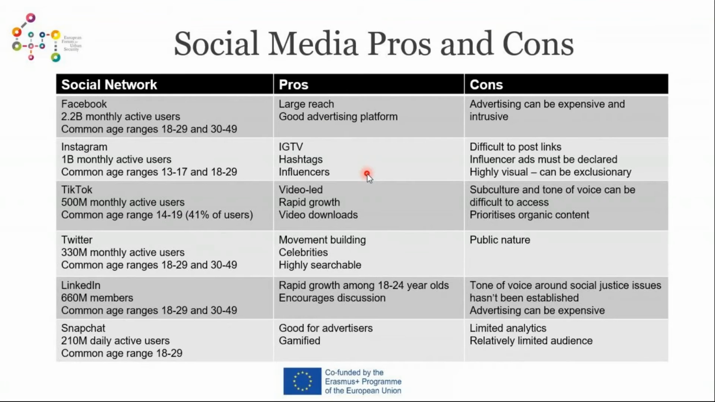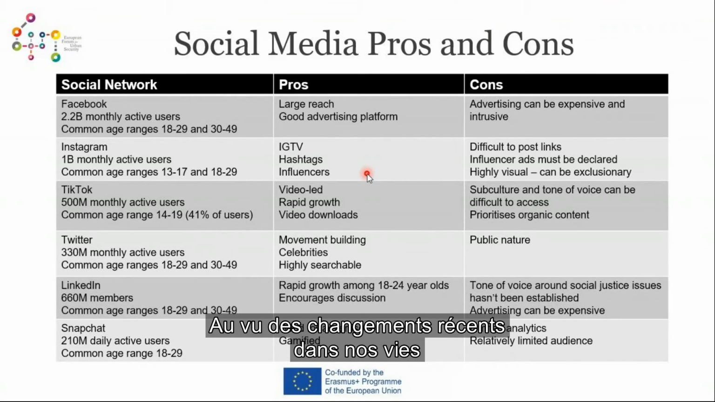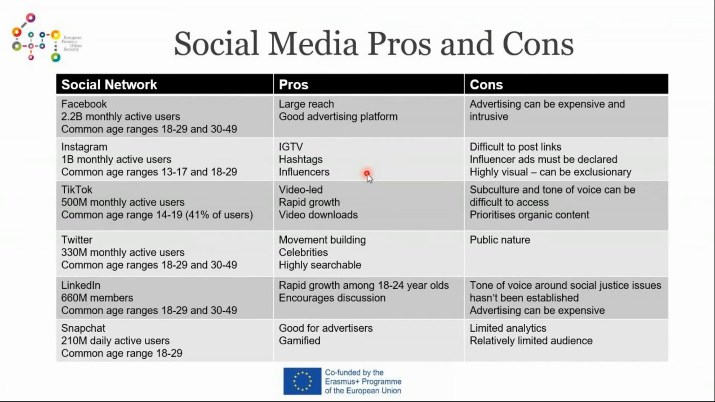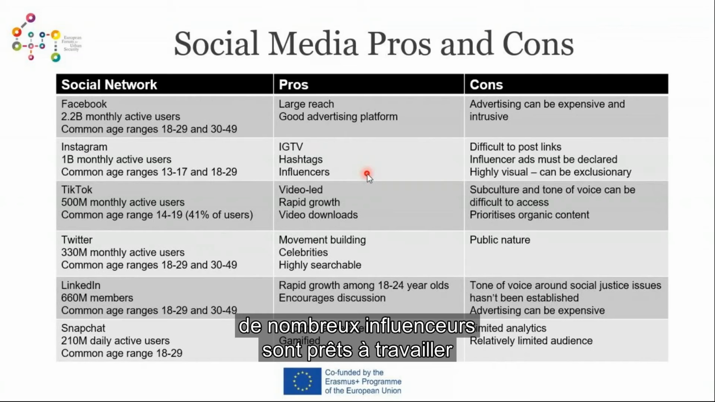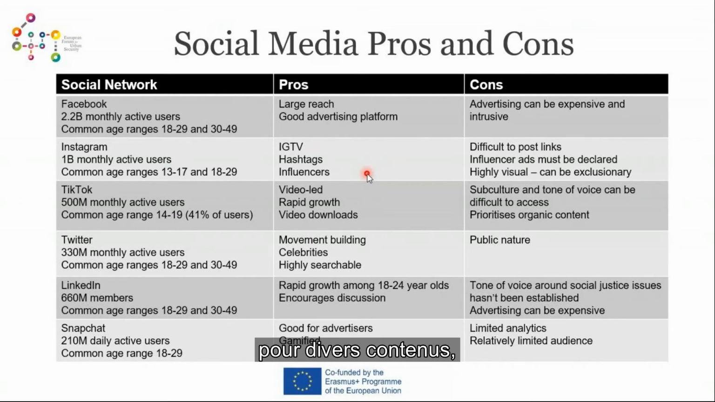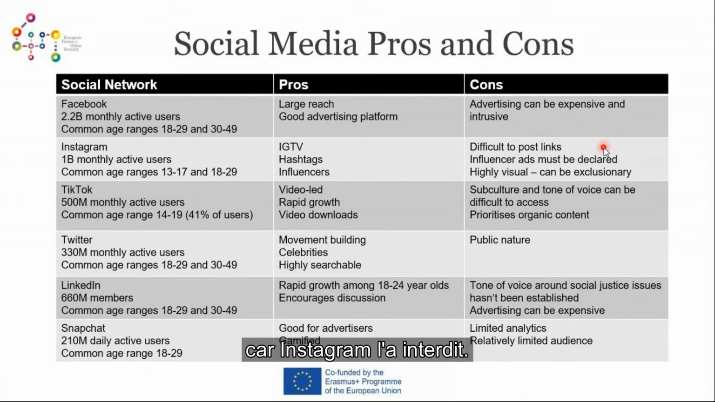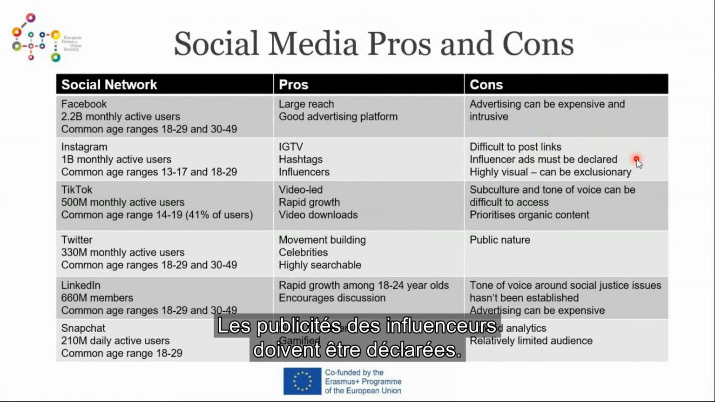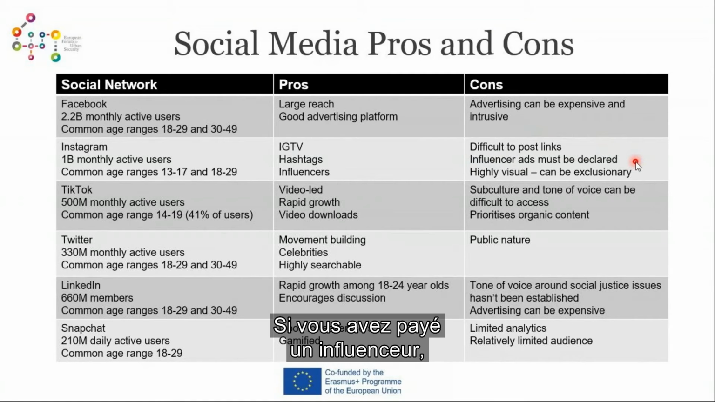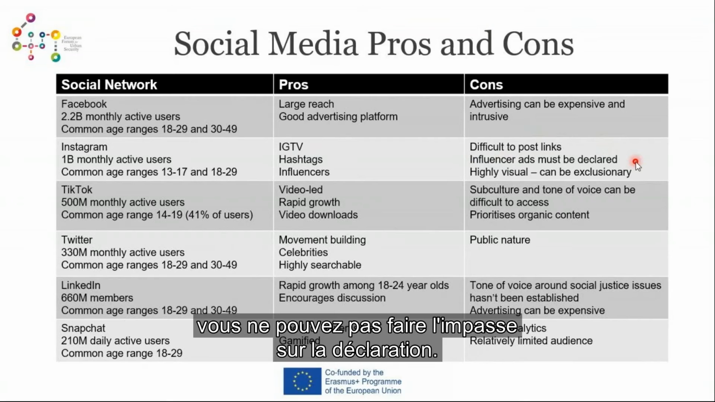And with the recent changes to daily life because of the situation we're in now with COVID-19, there are a lot of influencers who are willing to work on different content, because people can't travel as much. The cons are it's very difficult to post links to Instagram because Instagram doesn't allow links in posts. Additionally, influencer adverts must be declared. If you've paid an influencer, you can't pay them and not have them declare that they've been paid.